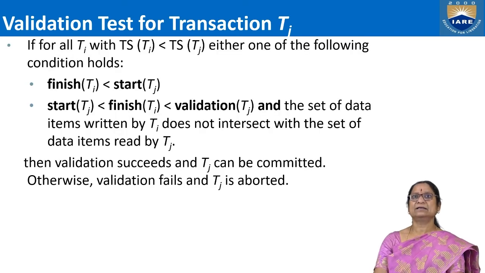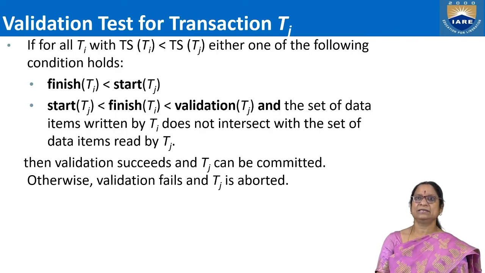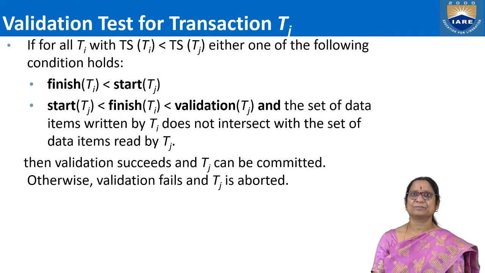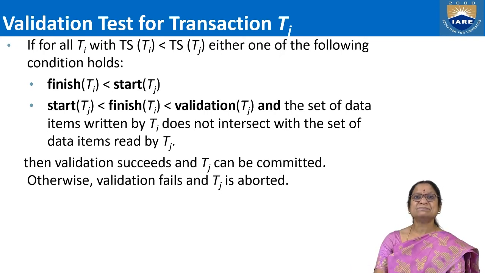For all TIs with the TS of TI less than TS of TJ, one of the following conditions must hold. That is, the timestamp of TI is less than the timestamp of TJ, and one of the conditions must be held. Finish of TI must be less than start of TJ. That is, before starting the next one, the first one's updations must be finished. Start of TJ must be less than finish of TI.